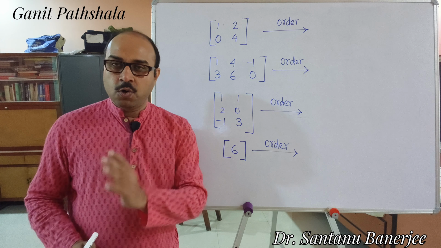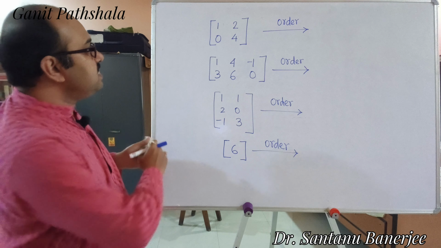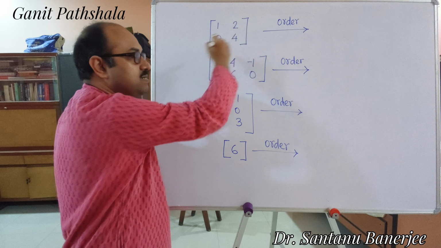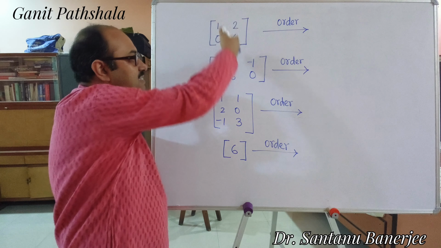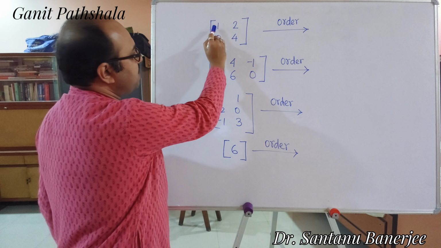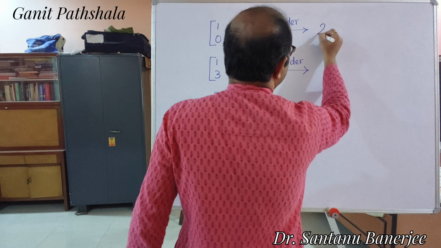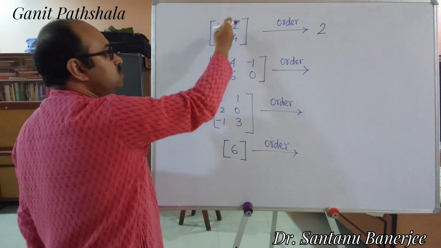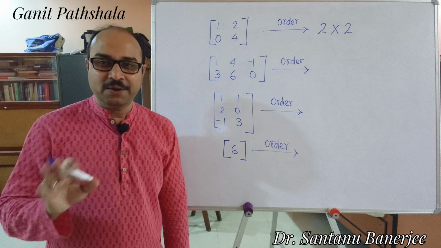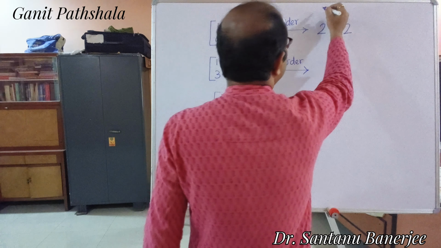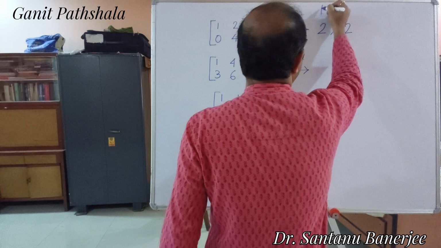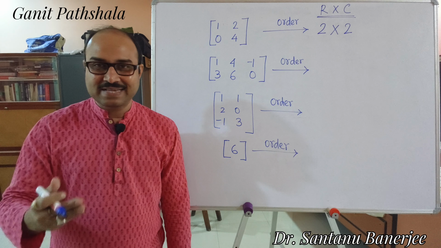See, for the first matrix, there are two rows. The horizontal lines are called rows and the vertical lines are called columns. So in the very first matrix, how many rows are there? 1, 2. So you'll write 2, and how many columns are there? 2. So it is 2 by 2. It is not 2 into 2 or 2 multiplied by 2. No, not like that. It's just a notation. It means 2 by 2, where the first one represents rows and the next represents columns. So always row comes first, columns come second.